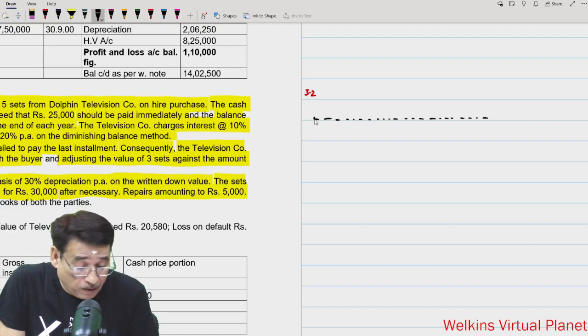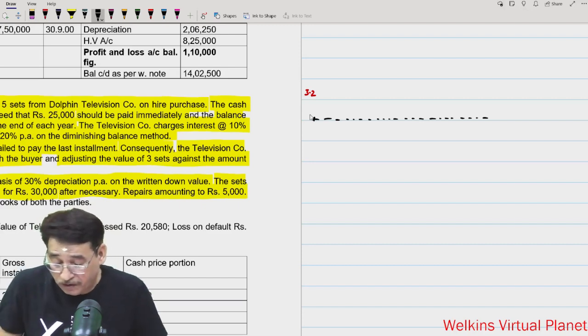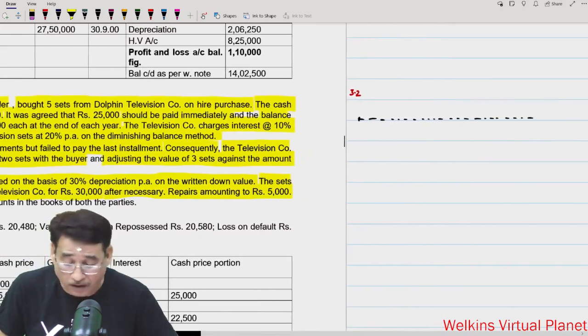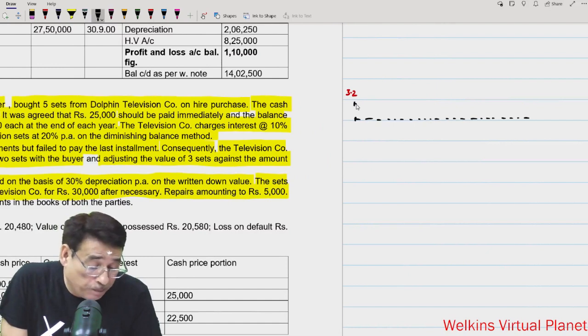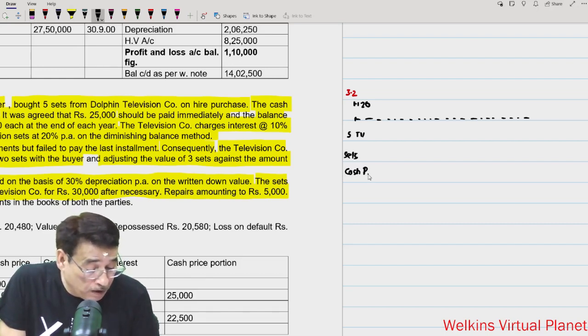Correct? Let us say, in this question, I think the date was given or not. I have forgotten. Just let me have a look over this. I think the date was given, 1-1-2020. Correct? So 1-1-2020, the date is given in the question. So on 1-1-2020, five TV sets were bought by the buyer. And it is given in the question that each set has a cash price of 20,000 each. Cash price 20,000 each.